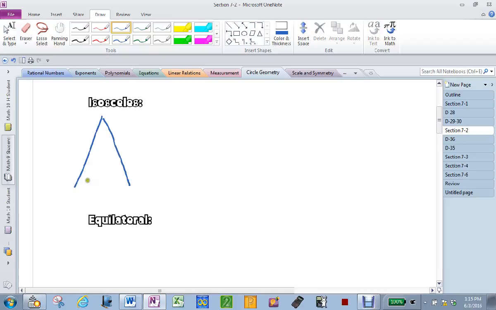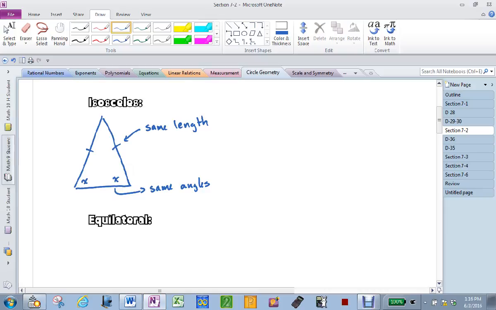Two lines that are the same and then a line across the bottom. Put those there. This means they are the same length. If those are the same length, then these angles are always the same. All right? Everybody good?